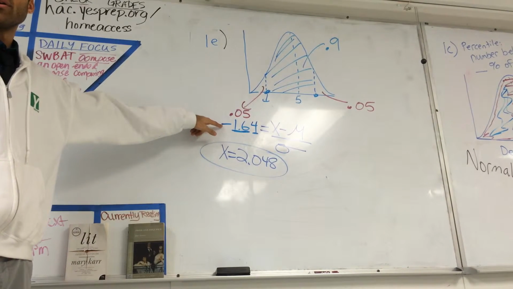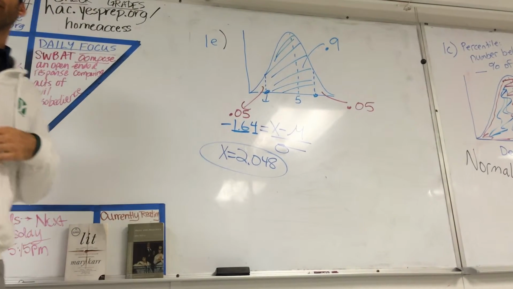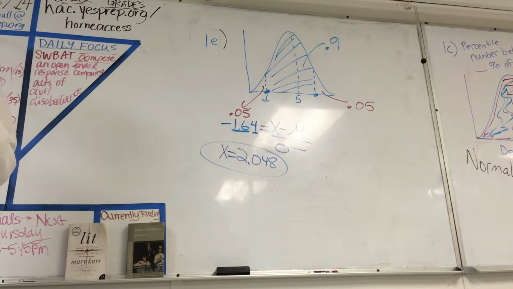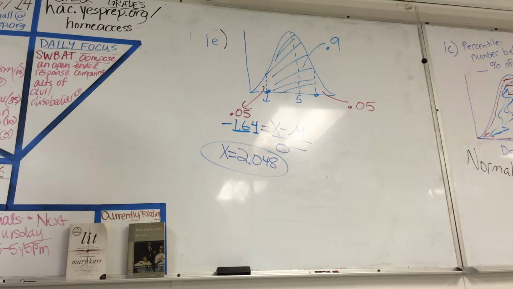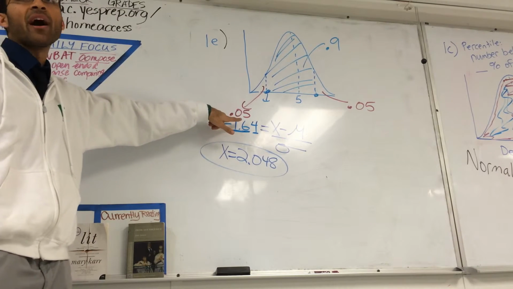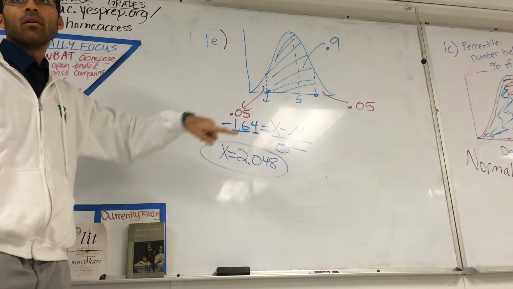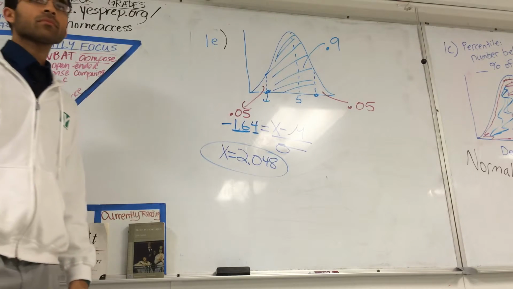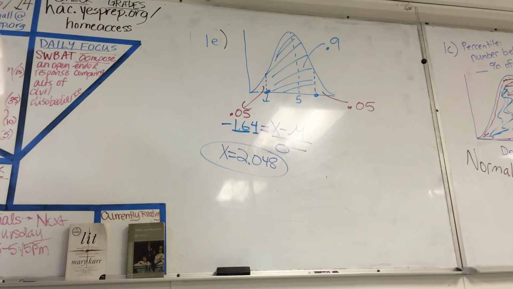This negative right here. If you look at the table on page 4, it's just one big table. It doesn't fit on one page. So if you're on page 4, you want to move your finger until you see 0.05. In the middle part. Yes. Eddie, what's up?